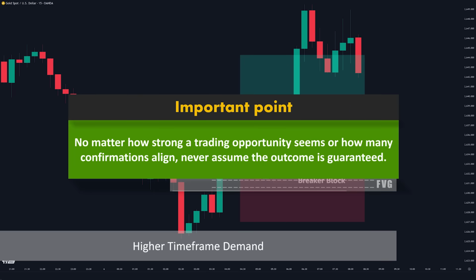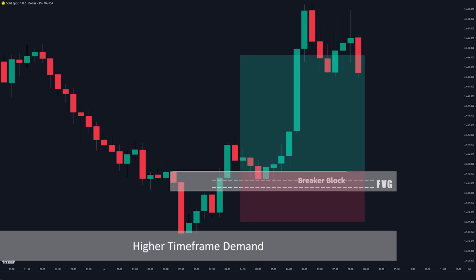No matter how strong a trading opportunity seems, or how many confirmations align, never assume the outcome is guaranteed. Trading is all about predicting movements based on probabilities, but the future remains inherently unpredictable. The essence of technical analysis and price action lies in identifying repetitive patterns created by consistent participant behavior. Beyond that, we have no control over market movements.